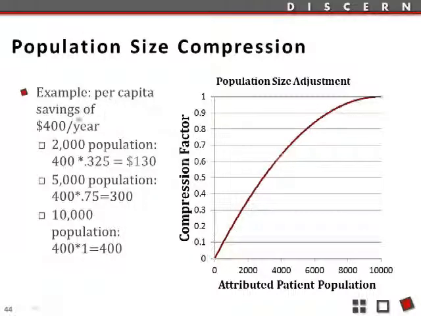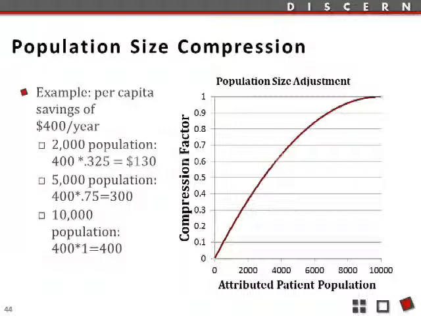So here's a few examples of how this might work. If you had a provider organization that was generating $400 in per capita savings per year, if that provider group only had 2,000 attributed members, we would then compress that $400 down by the compression factor to $130. Right? They'd still get rewarded for the savings they achieved. It would just be reduced.